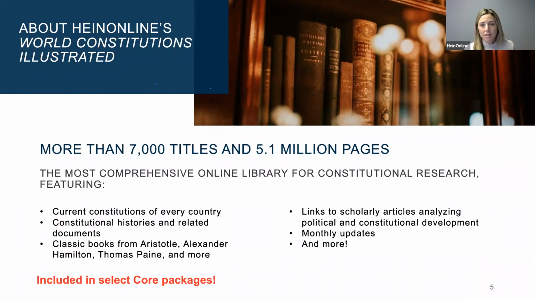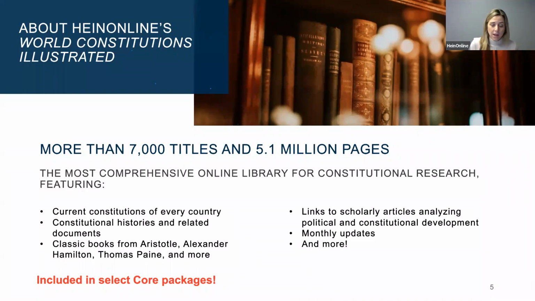We have a section of classic books, you know, Aristotle, Alexander Hamilton, Thomas Paine, many more authors. And then links to scholarly articles. So the links to scholarly articles, that's going to be handpicked articles from the Law Journal Library focused on constitutional research. So our editors will go out and find these articles and then they'll link to them in the scholarly article section.